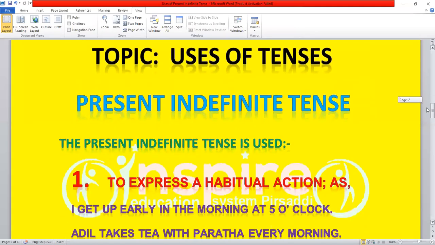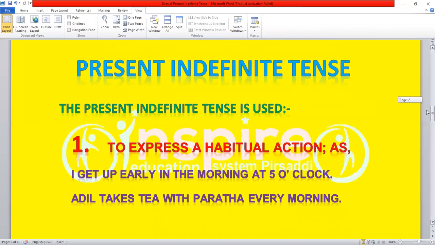First, I'll talk about present indefinite tense. The present indefinite tense is used first to express a habitual action, for example, I get up early in the morning at 5 o'clock. Look at another example. Adil takes tea with paratha every morning.